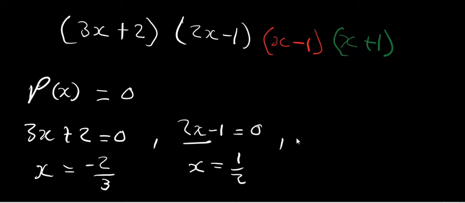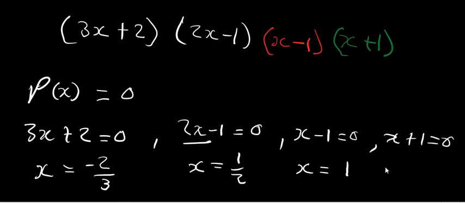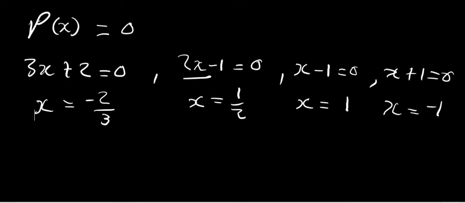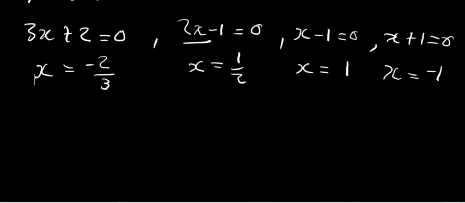And then again, you equate x minus 1 is equal to 0, so x is equal to 1. Then lastly, you can equate x plus 1 is equal to 0, so x is equal to negative 1. Then you have simply solved. So the third part is solving the polynomial.